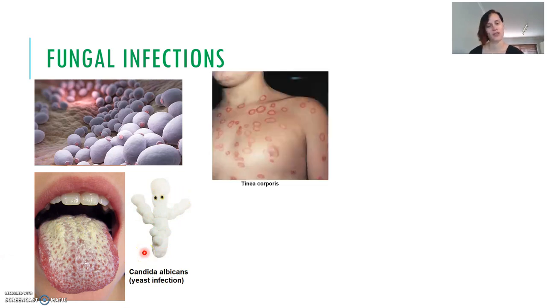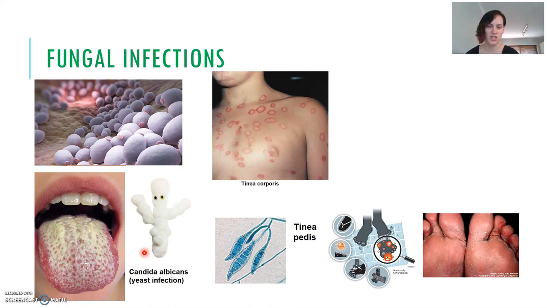Tinea corporis, which is across the body, versus, say, tinea pedis, which is on the feet. Again, we're talking that moist, warm area. They talk about wearing thongs in communal showers and things like that, and really washing off, changing your socks, all that kind of stuff, so that you actually eliminate how much of that moist, warm area is available.